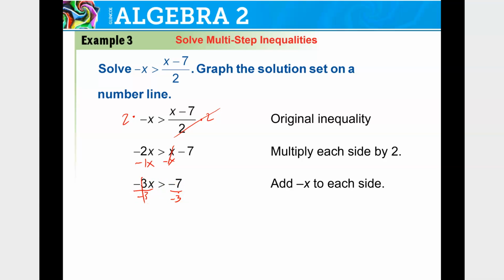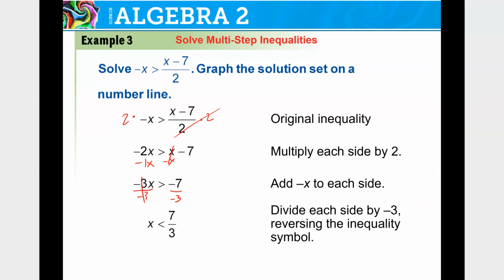Now remember that when you divide by a negative number for an inequality, we have to switch the sign. So this now becomes x is less than 7/3, since we had two negatives here, making it a positive. This is our answer. X is less than 7/3.